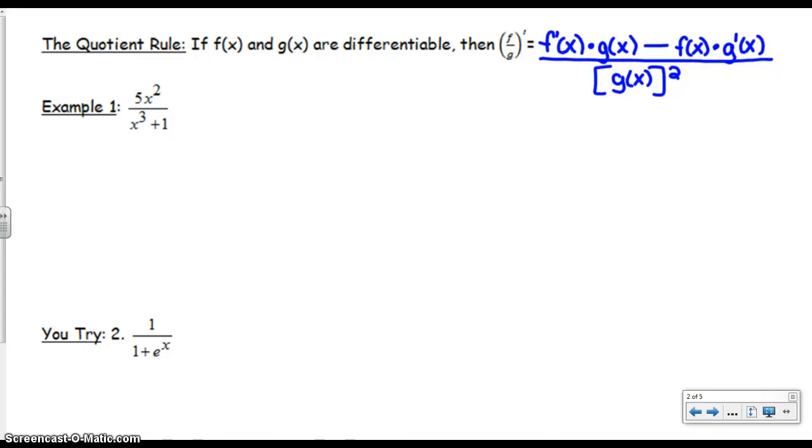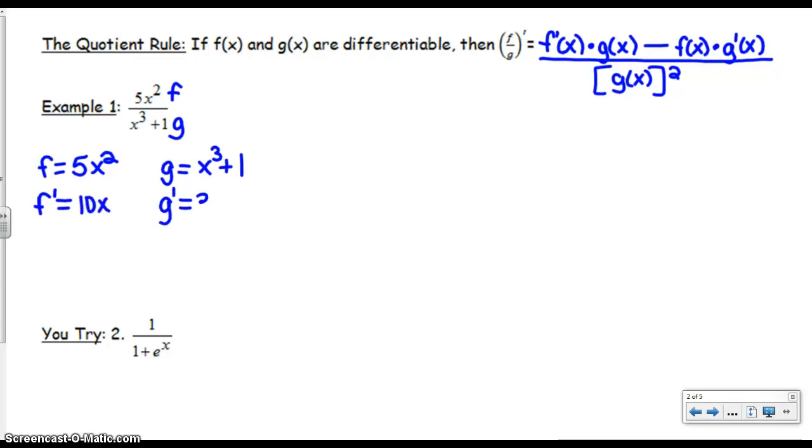Okay, so when you're doing the quotient rule, like in example 1, you want the top function to be f and the bottom function to be g. And you want to do the same setup that you do for the product rule. List out the f function and the g function, and then list the derivatives of the f and the g function. So this would be 10x, and this would be 3x squared.